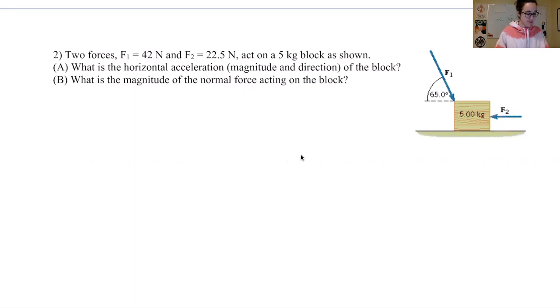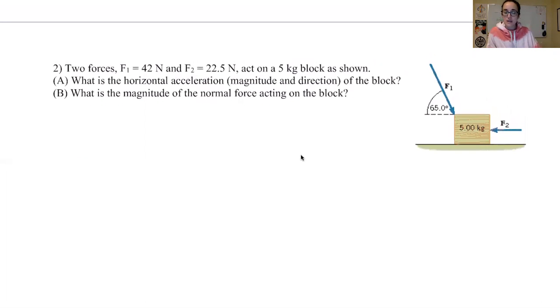So here we go. The objective here is learning to use Newton's second law and free body diagrams to approach problems. So let's take a look at what we got. Two forces, F1 of 42 newtons and F2 of 22.5 newtons, act on a 5 kilogram block as shown. What's the horizontal acceleration and what's the normal force?